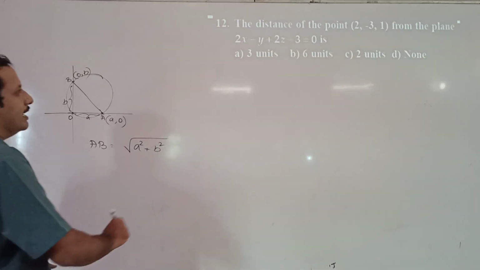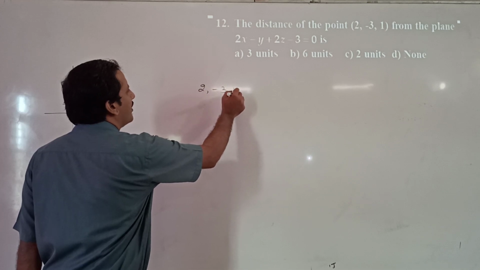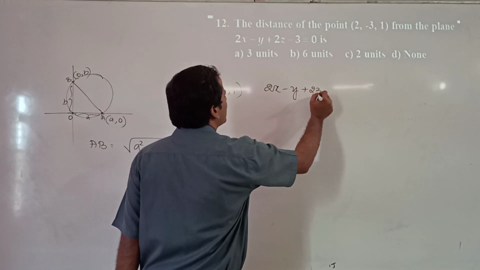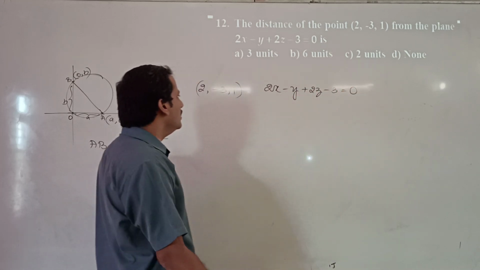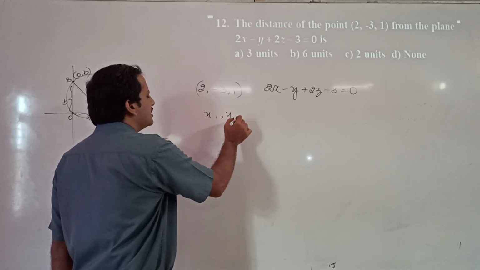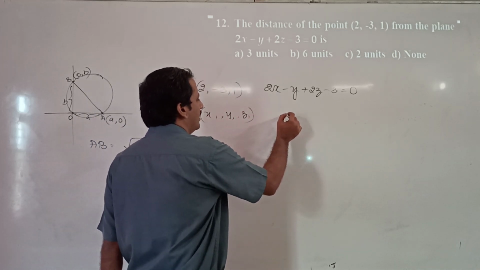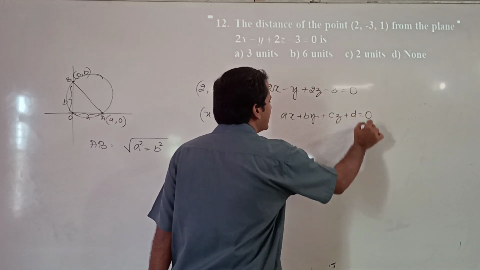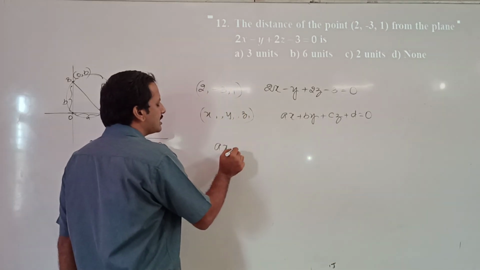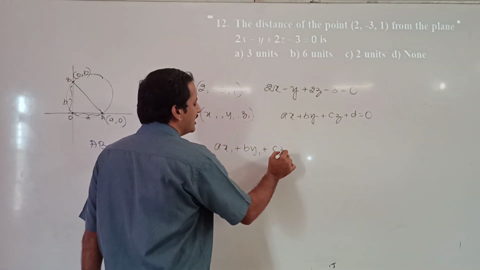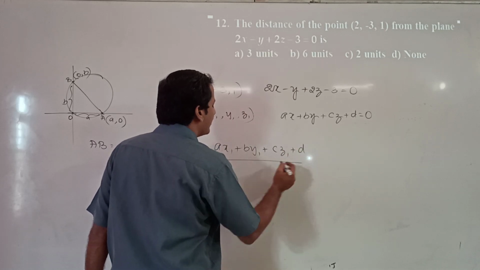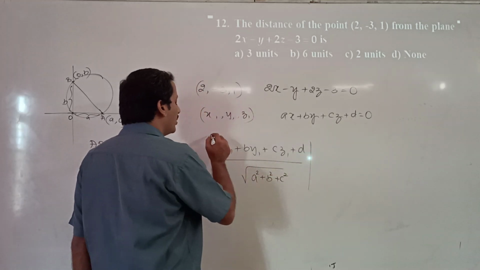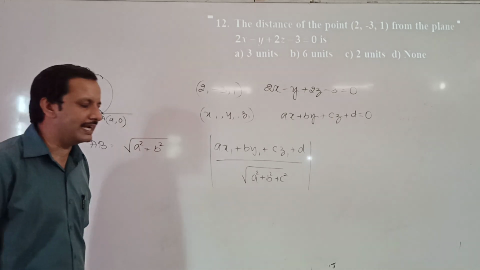12th question. The distance of the point (2, minus 3, 1) from the plane 2x minus y plus 2z minus 3 is equal to 0. So, you know the formula. The distance of (x1, y1, z1) from the plane ax plus by plus cz plus d is equal to 0 is modulus of ax1 plus by1 plus cz1 plus d divided by root of a square plus b square plus c square. We write modulus because the distance cannot be negative, right?